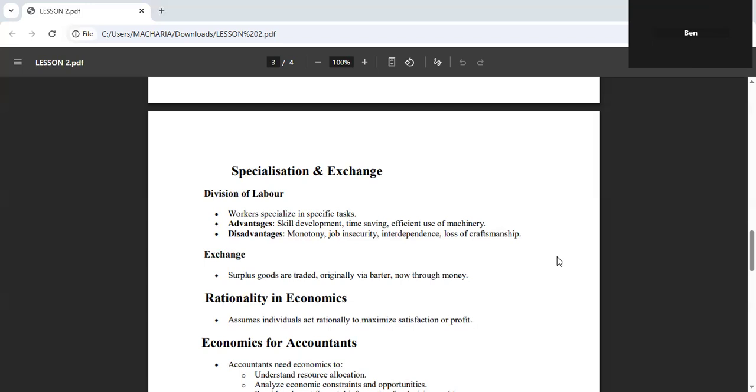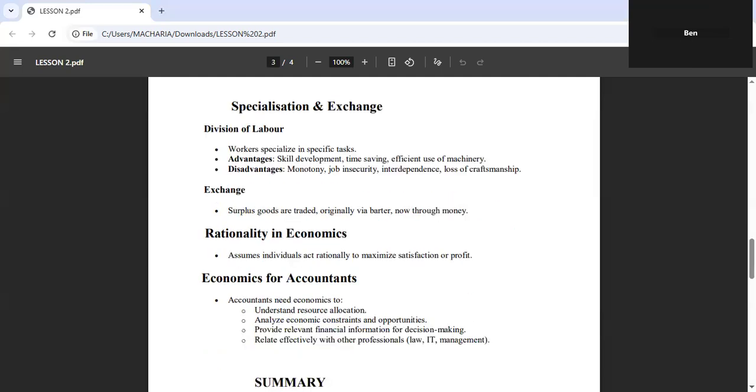Exchange is where supply of goods are traded. When you buy things from one country to another, there is exchange. There is the exchange rate. Before we used to have barter trade, but now people exchange in the form of money. Things have developed. And we are even moving to cryptocurrency, where the trade is in virtual currency that you cannot hold physically, but it exists. Now, a major assumption, rationality in economics, is that individuals act rationally to maximize satisfaction or profit.